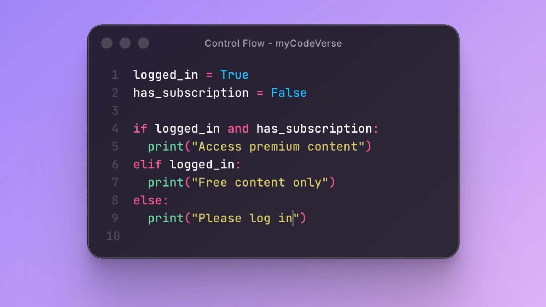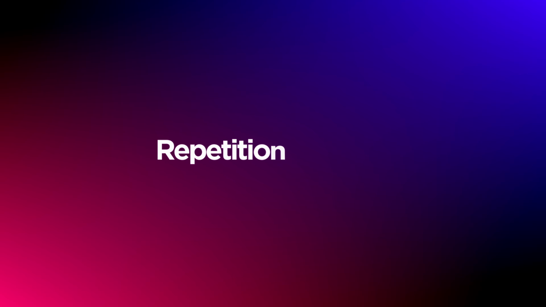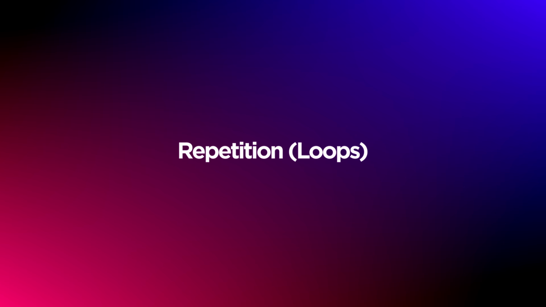Important thing, only one block runs inside an if, elif, else chain. Once Python finds a true condition, it stops checking. That's it. Next, we'll use control flow to repeat things, which is where the real fun begins. Because writing code once is easy, making it work again and again and again, that's when programming starts to feel powerful.